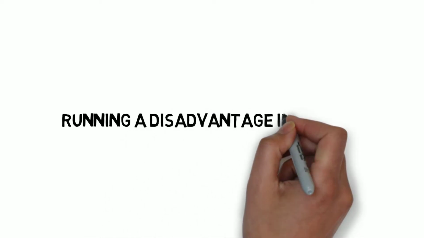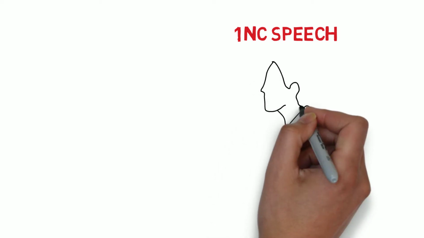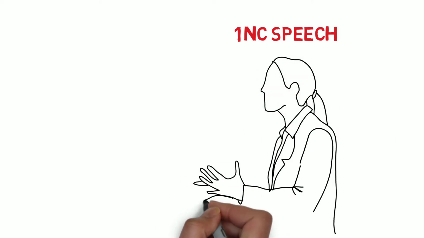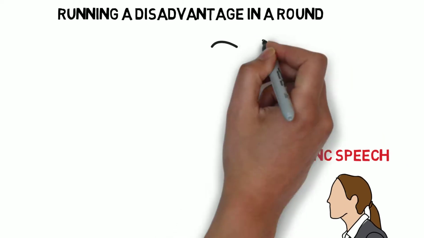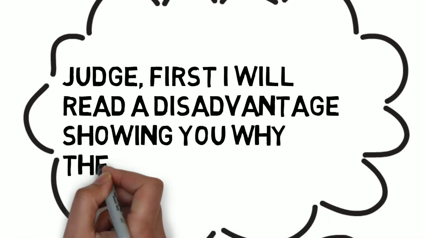Let's look at how to run a disadvantage in a round. First, the disadvantage should be read in the first negative constructive speech. The debater can get up and say something like, "Judge, first I will read the disadvantage showing you why their plan is a bad idea."